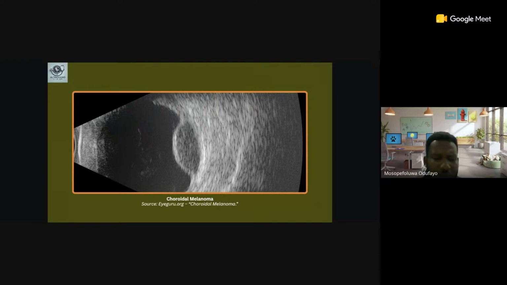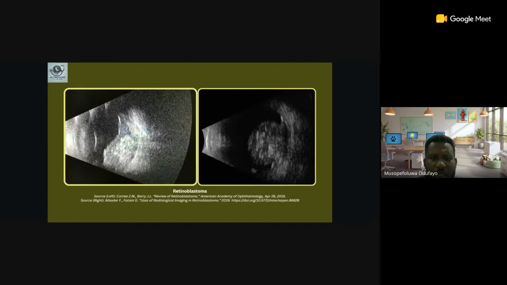We have more details talked about in the previous lecture, listen to it there. So this is a choroidal melanoma. You can see it's appearing hypoechoic. Is that okay? Dome shaped. Very nice.